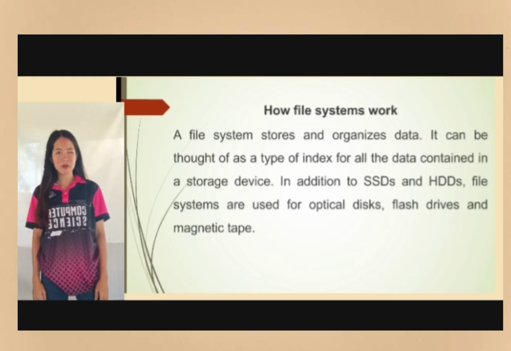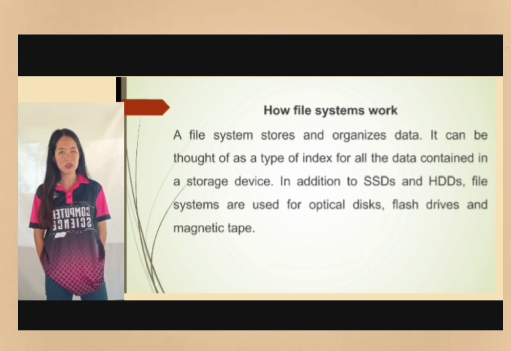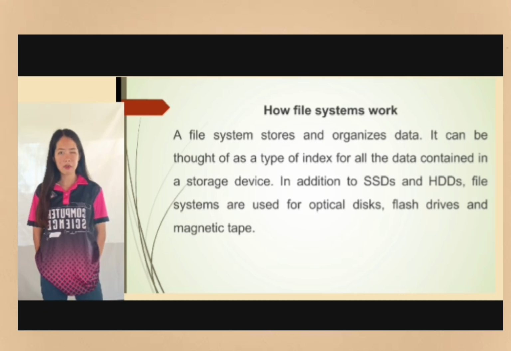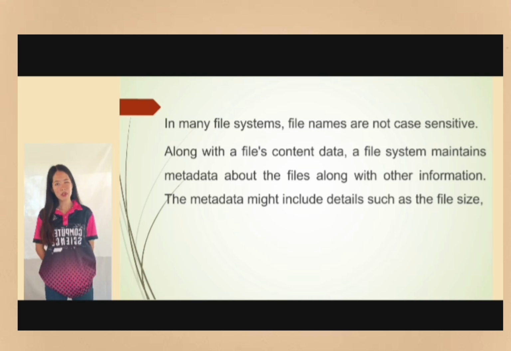How file systems work. A file system stores and organizes data. It can be thought of as a type of index for all the data contained in a storage device. In addition to SSDs and HDDs, file systems are used for optical disks, flash drives, and magnetic tape. File systems specify conventions for naming files, including the maximum number of characters in a name, which characters can be used, and, in some systems, how long the file name extensions can be.